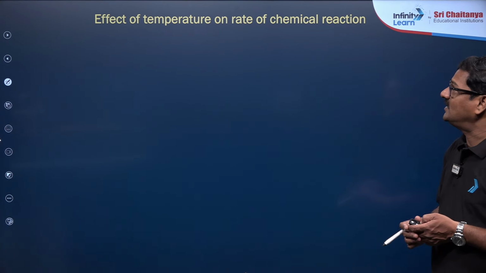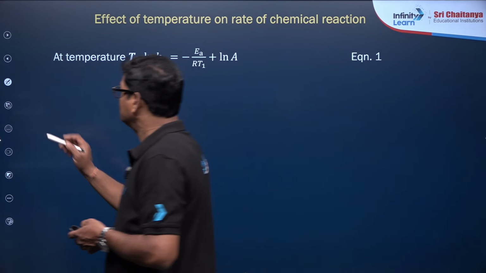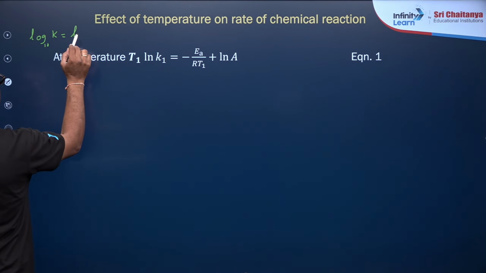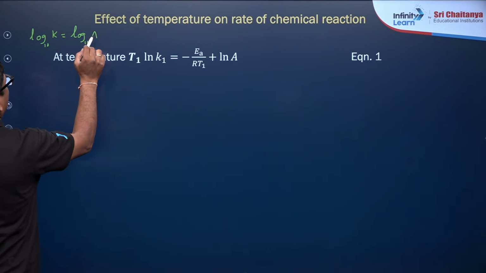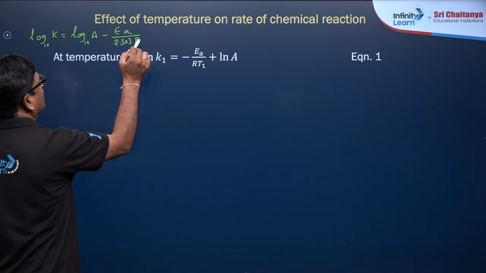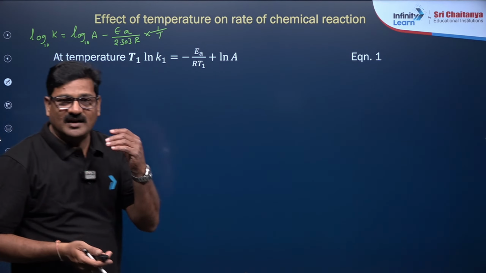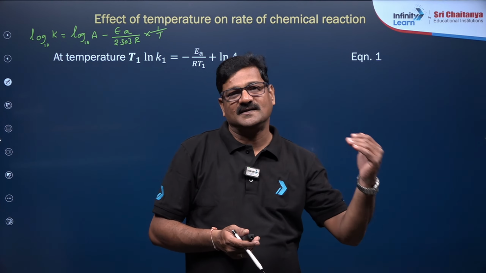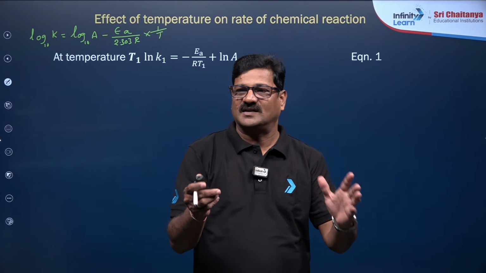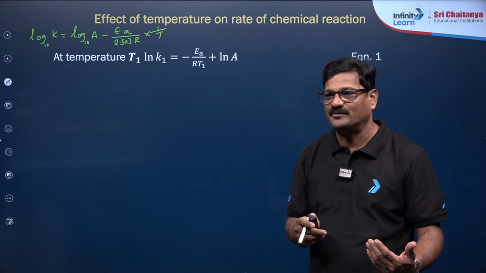Yes. So let us see the effect of temperature on the rate of a chemical reaction. In that, you have the logarithm to the base 10 of K is equal to the logarithm to the base 10 of A minus EA by 2.303 R into 1 by T, right? So ln A is equal to 2.303 into log A. In mathematics, that is the conversion. That is the reason why you multiply with 2.303.